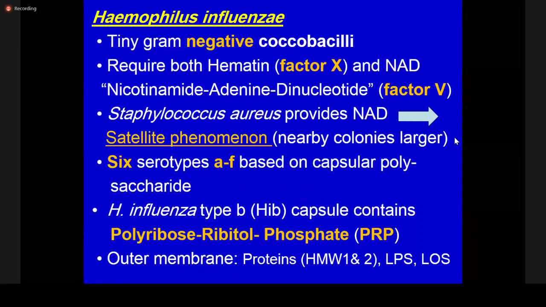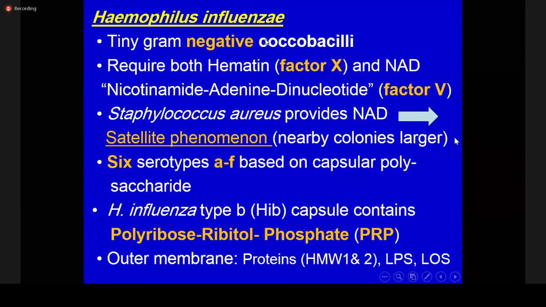The other microorganism, Haemophilus influenzae. Remember, we started at 10:15, okay? So we still have time. Haemophilus influenzae. These are tiny gram-negative coccobacilli. What does coccobacilli mean? In morphology they are between cocci and bacilli. We call them coccobacilli, that is to say, very short bacilli.